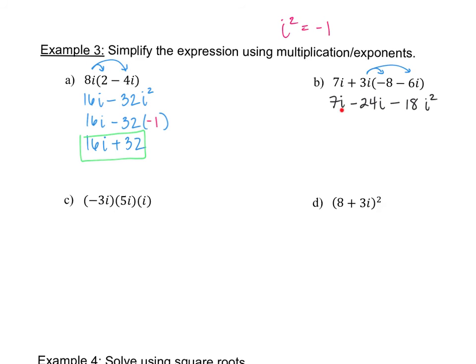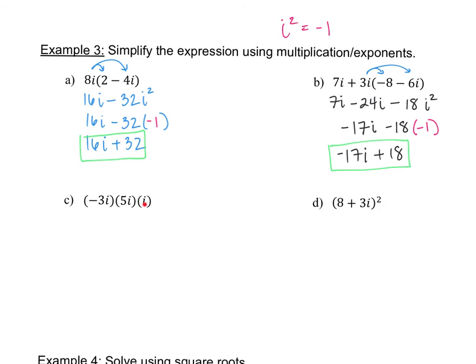And so I can combine these two because they're both i to the first power. 7 minus 24 gives me negative, let's see, 17? I think -17. And then what I notice is that this 18 has a negative i squared next to it. So I can change that to a -1. So I've just replaced this i squared with a -1. So if I combine them and multiply, I would have -17i plus 18. And I can't combine that any further, so this is all I can do.